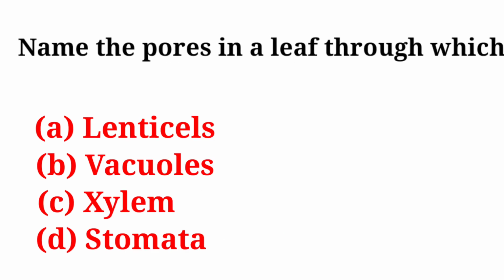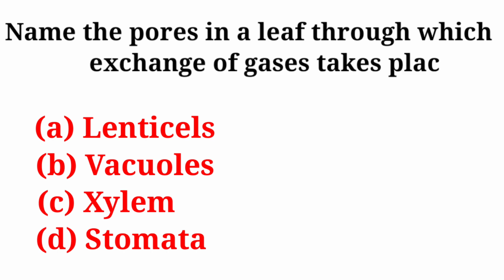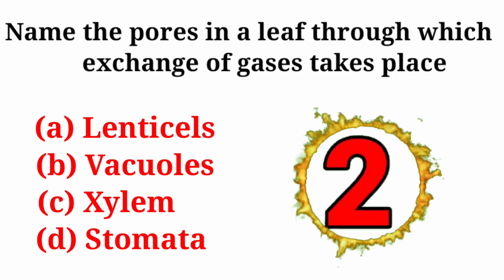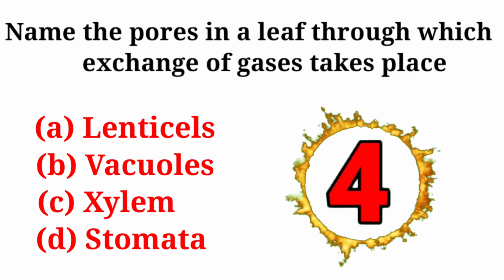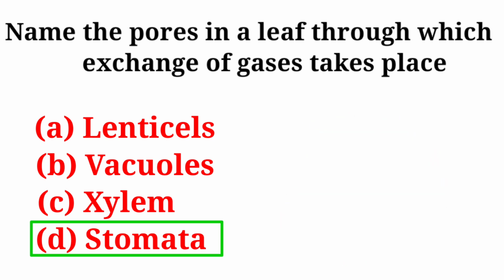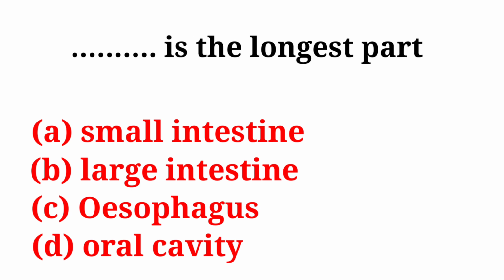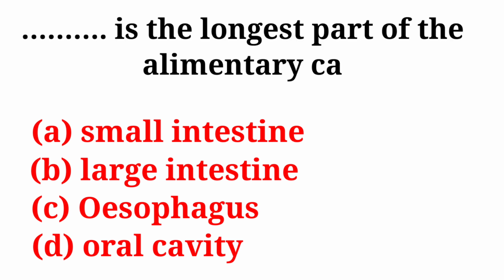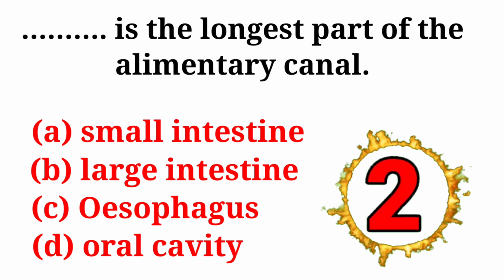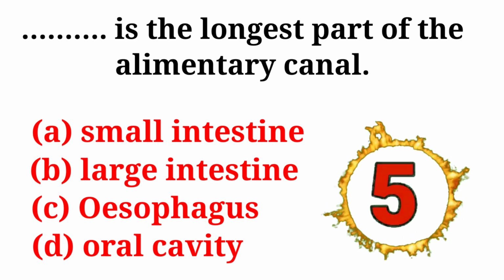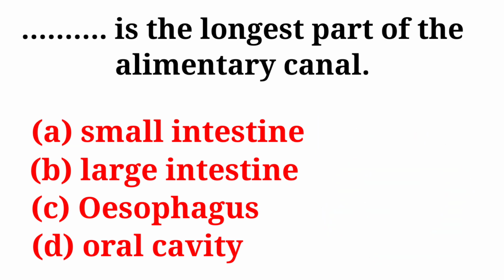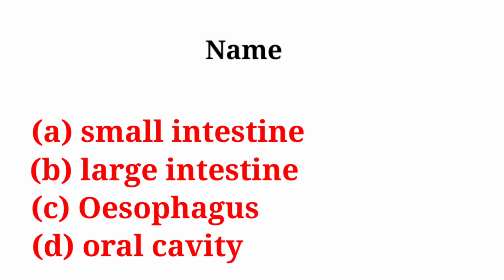Name the pores in a leaf through which exchange of gases takes place. Correct option is stomata. Which is the longest part of the alimentary canal? Correct option is small intestine.